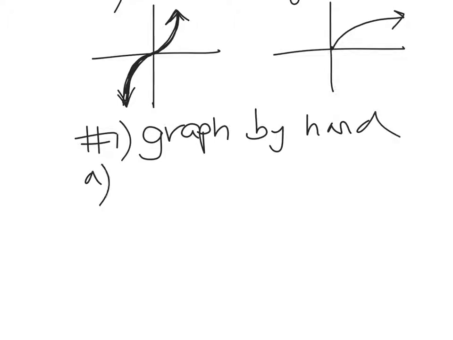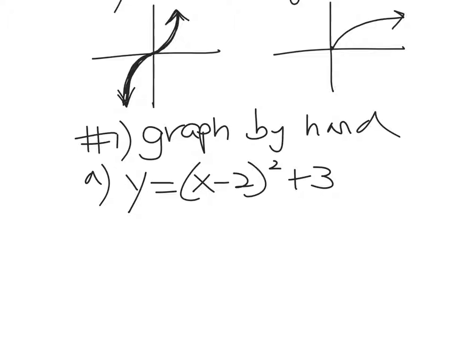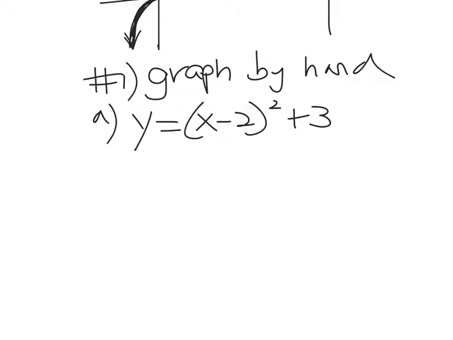We're going to graph these by hand. Here we go. Letter A. Let's graph y equals x minus 2 squared plus 3. Right now, it's just x. There's not going to be a 2 in front or a negative or anything like that. We're just going to graph these. This is a shift of 2 to the what? Right. To the right and 3 up.